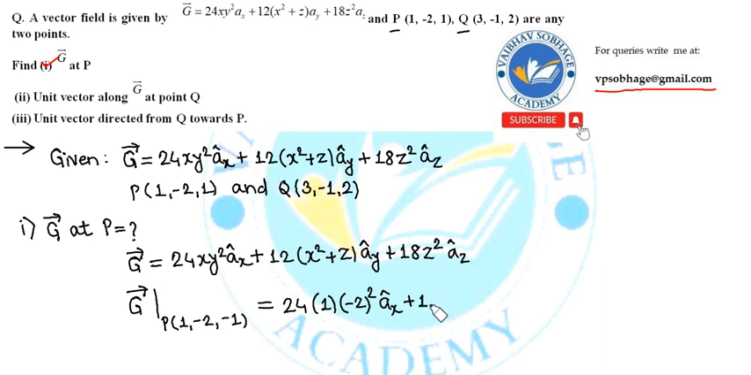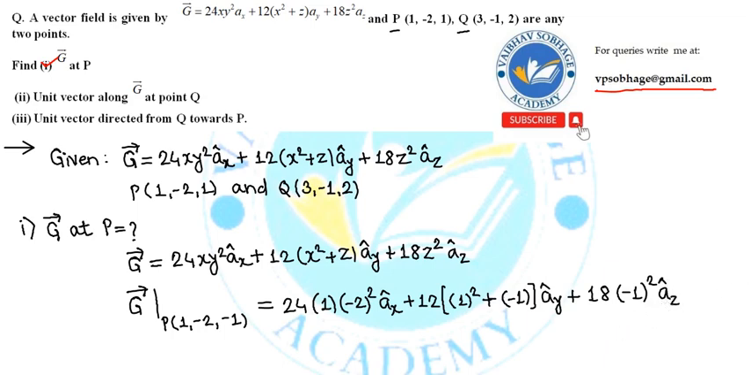Plus this 12. Now next is that x square. Again, what is the value of x over here? We have that to be 1. So that will be 1 square plus z. What is the value of that z? We have that z to be -1. Then its component, that is ay cap plus 18z square. What is the value of the z that we have? We have the z to be -1 square and this component, that is az cap.